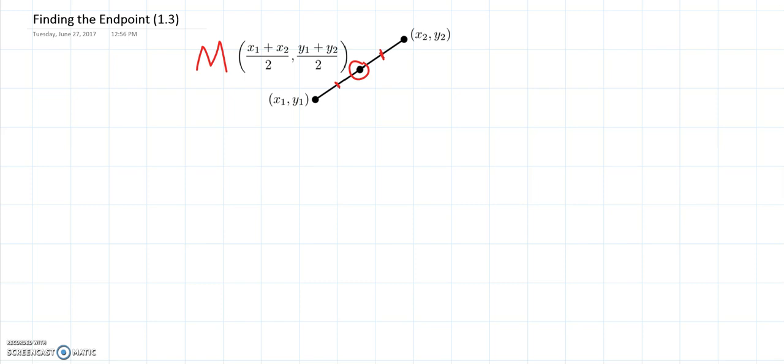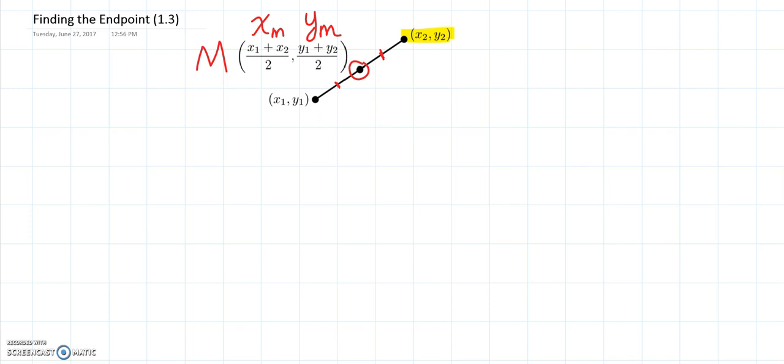x1 plus x2 divided by 2 would solve for our midpoint x coordinate, and y1 plus y2 divided by 2 would solve for our midpoint y coordinate. Now, we're going to talk about what happens if we are missing one of our endpoints, let's say x2, y2.